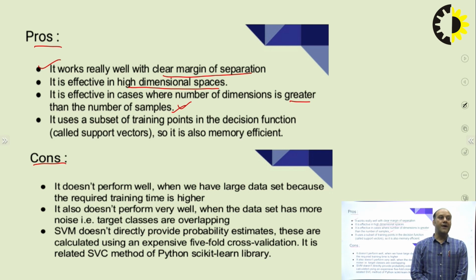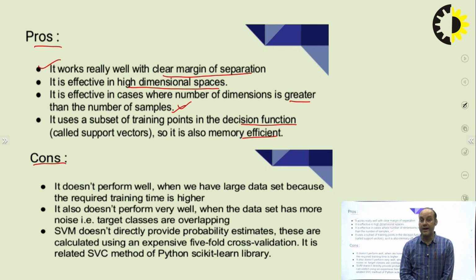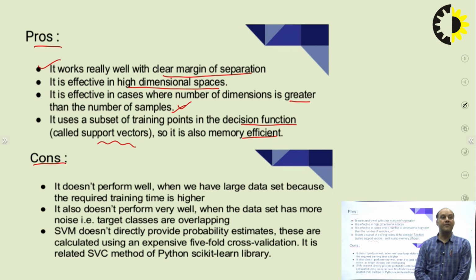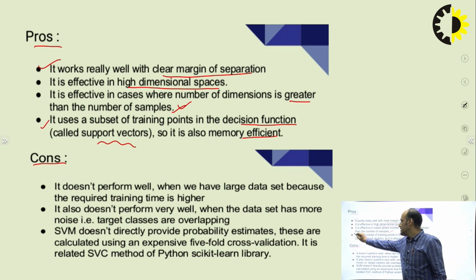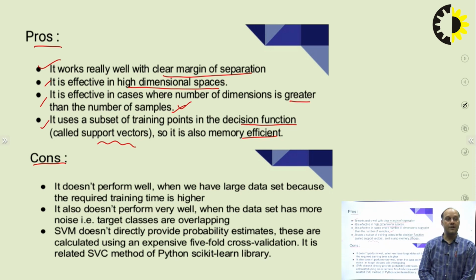Number 4, it uses a subset of training points in the decision function. What is a decision function? Decision function is called the support vector, so it is memory efficient, right? As I have defined, the closest distance on that margin is called a support vector, so it will use a subset of training points. From those training points the decision function is decided. So these are the advantages of support vector machine.